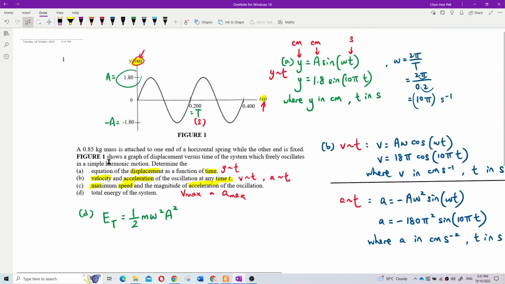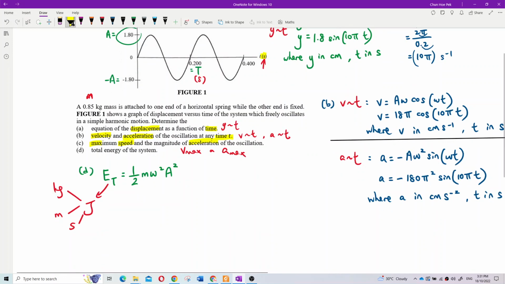So the mass is given over here. Omega you already found is 10 pi, and the amplitude is 1.8. Anyway, this is centimeter. Be careful. You need to change the centimeter to meter because our energy is in joule. Joule must be in SI unit: kilogram, meter, second. Can everyone remember this? Can you make a promise to me? Change everything to SI unit.